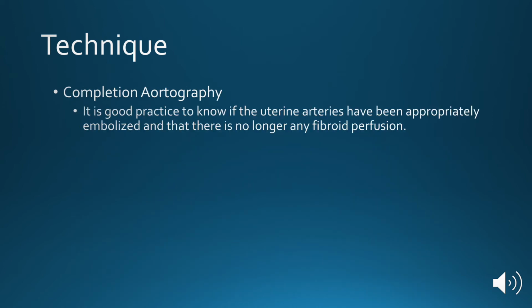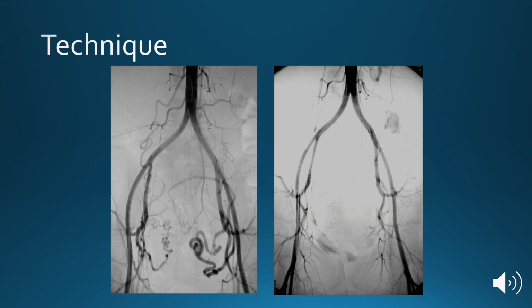Once we've embolized both uterine arteries, we like to perform a completion aortogram. And we do that to make sure that the uterine arteries have been appropriately embolized and that there is no longer any fibroid perfusion. Here's an example of a typical aortogram after bilateral uterine artery embolization.